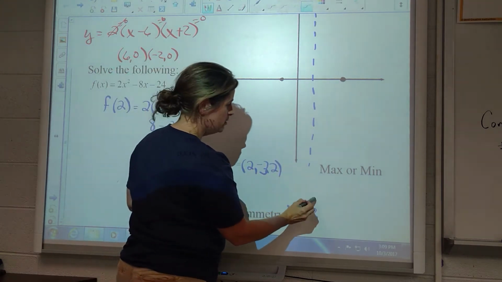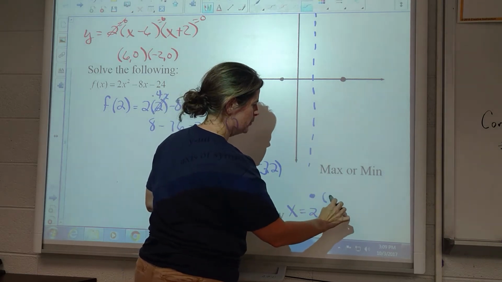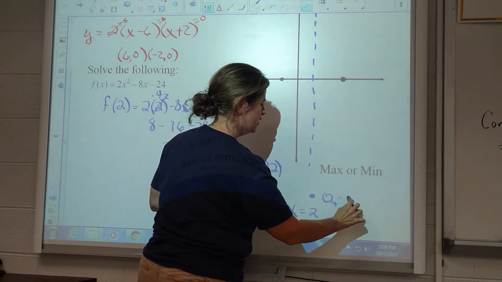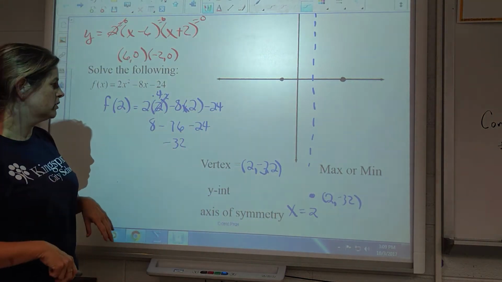Obviously, negative 32 is not going to fit very well on our graph. We're just going to come way below the graph and put a 2, negative 32 down here so that we have that point sort of marked.